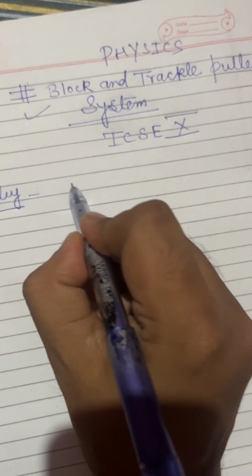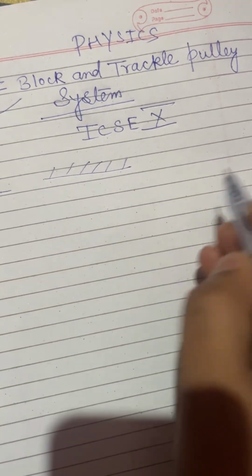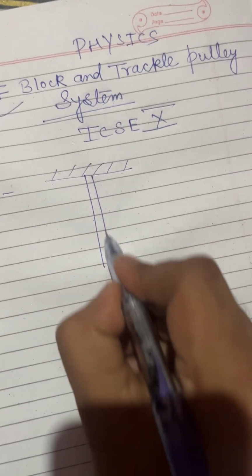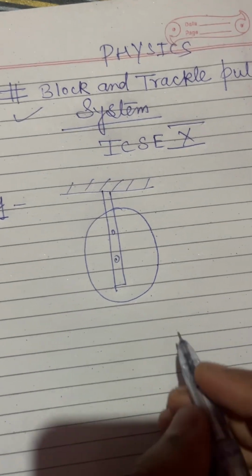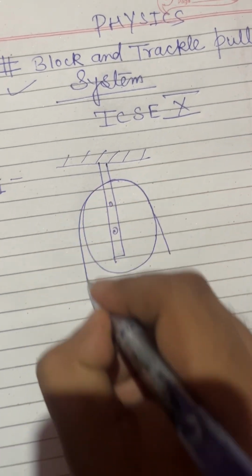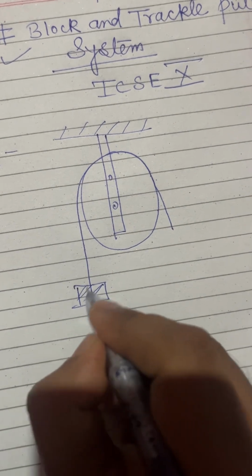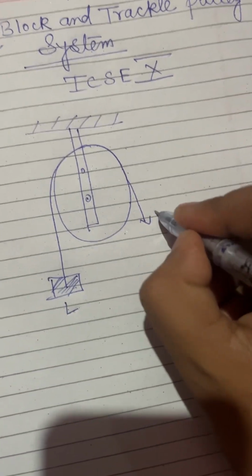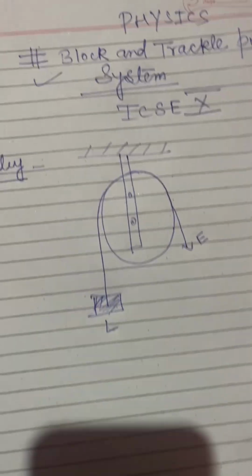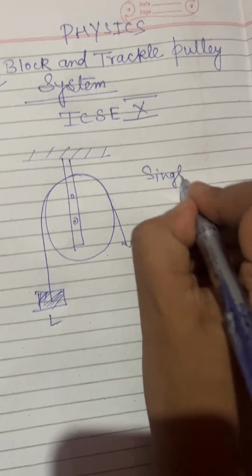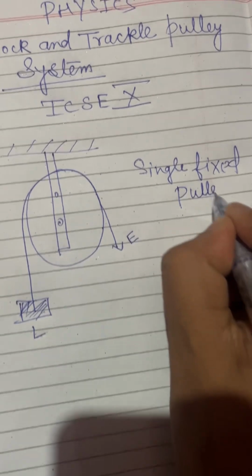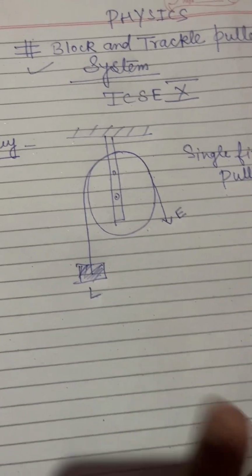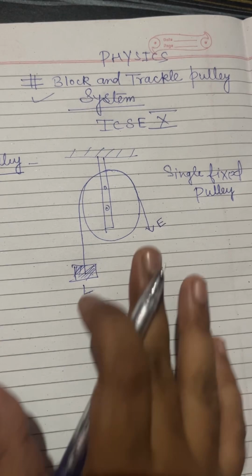If you look at the free body diagram of a pulley, you make a rigid support and a pivoted point, and a cylindrical shape, and pass a string over it. This string is suspended with a load, and we apply effort on it. This is the basic simple diagram related to a pulley, and this is a single fixed pulley. So this is roughly the construction of a single pulley system.